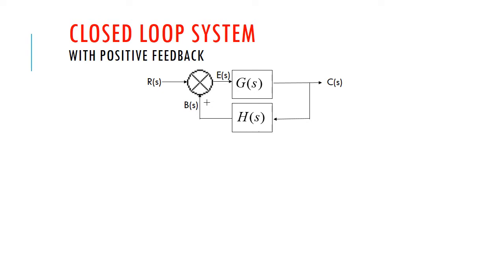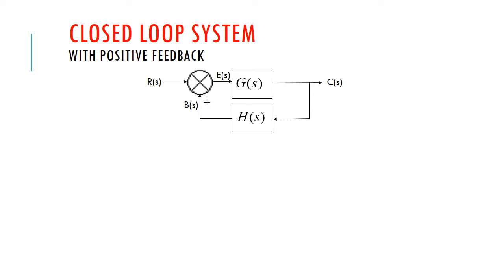In the system, input depends on the output. So if you see, C of S is the output. It is given back to the input as a feedback signal B of S. Then R of S is known as the reference signal. The reference signal and the feedback signal B of S are given to the summing amplifier. This summing amplifier, or summing point, gives the output E of S.